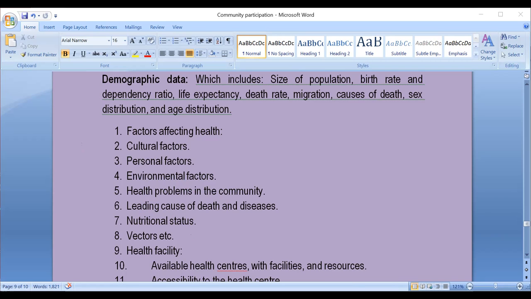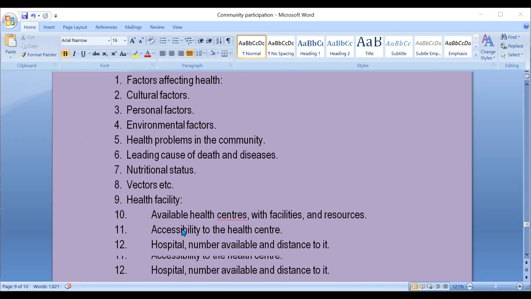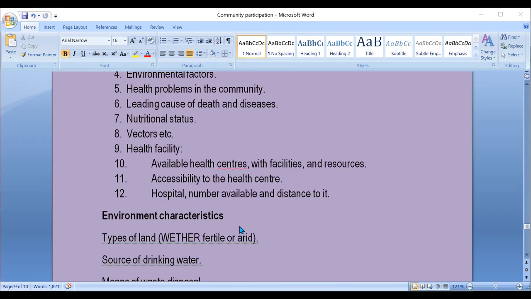Then health problems in the community are going to give you this information: the leading cause of death and diseases, nutritional status in the community, health facilities, where they are located, the distance to the facility, and the location. Then the total number of hospitals in that area, and the distance.